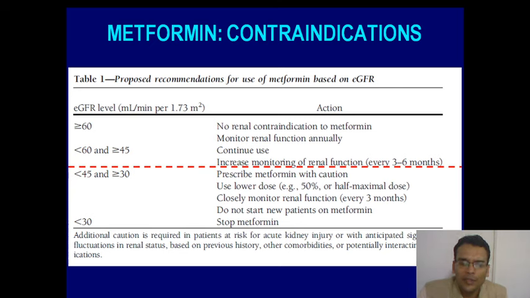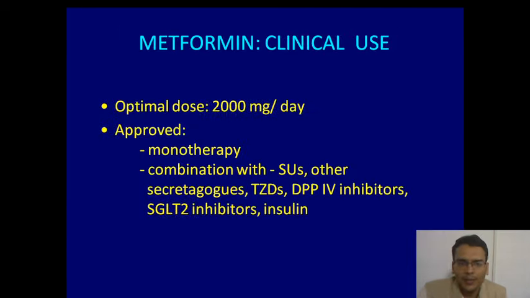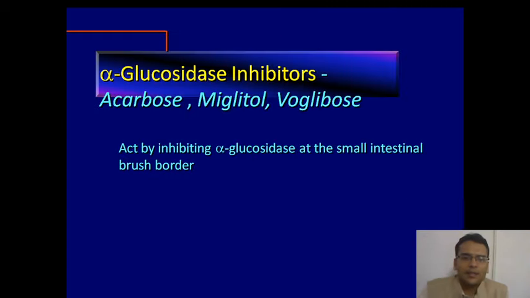For example, if a person is using 2 grams per day, you use about 1 gram per day. Between 45 and 60, you continue use but with increased monitoring of renal functions. And if GFR is more than 60, there is no renal contraindication, and you monitor renal functions annually. So the optimal dose is 2 grams per day, or 2000 milligrams per day, and it is approved as both monotherapy and combination therapy. Coming on to alpha glucosidase inhibitors, these include agents like acarbose, miglitol and voglibose.